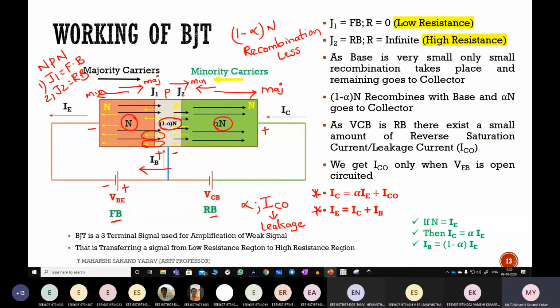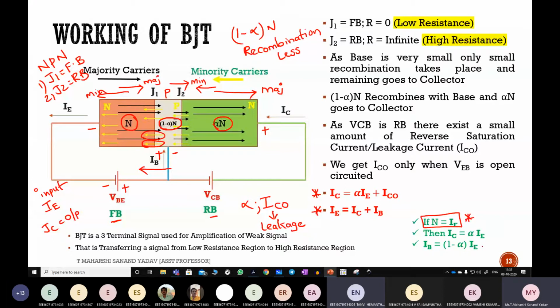Then what is this assumption? N is equal to IE. Why am I taking only IE? Why not IB or IC? In this, which one is the input current and which one is the output? Emitter current is IE. IE is input and IC is output. Simply, emitter is input and collector is output. So my assumption is N is equal to IE.